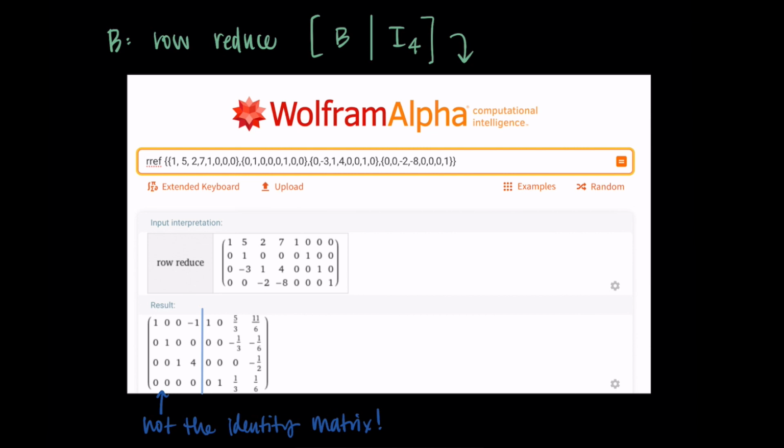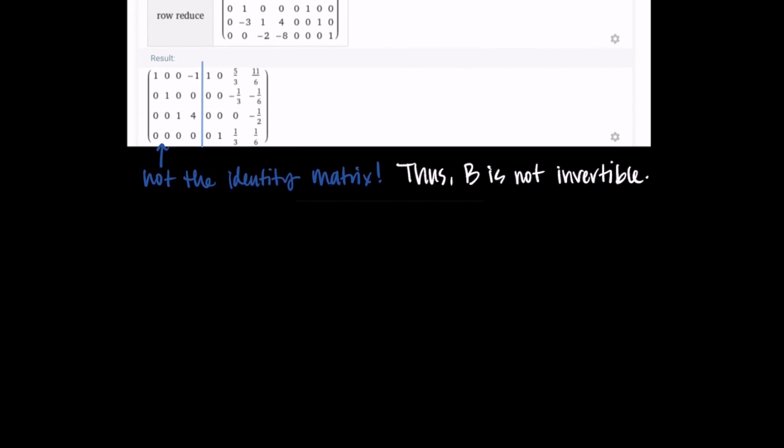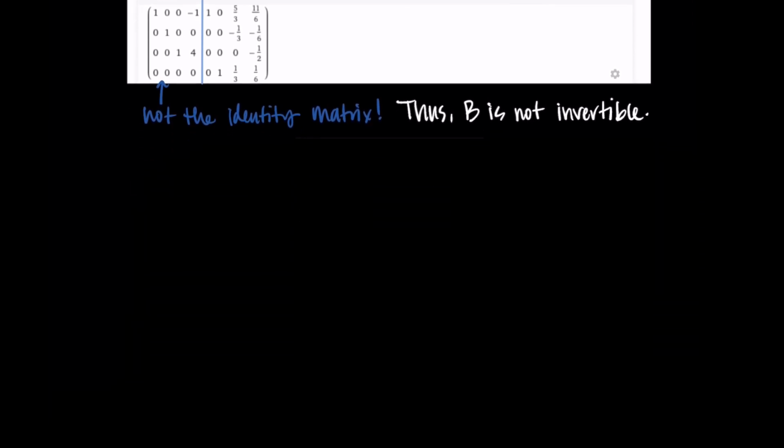So when this happens and we don't get the identity on the left-hand side, this tells us that there is no inverse for the matrix B. That means B is not an invertible matrix. There's no inverse, so this problem doesn't have a solution. There is not an inverse for the matrix B.